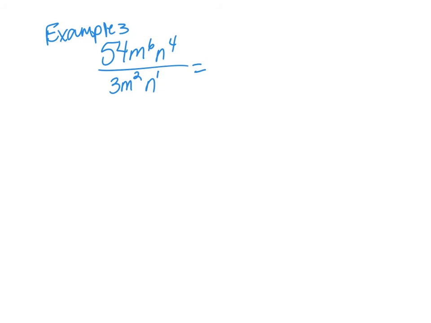Okay, so the first thing you're going to do is simplify the coefficients. 54 divided by 3 is 18. So if you have numbers like 54 over 3, you just type it in the calculator and get your simplified answer. Then for your exponents, you're going to subtract. So for the m's, you have 6 minus 2, which is m to the 4th. For the n's, you have n to the 4 minus 1, which is n to the 3rd. I have no negative exponents. Nothing else can combine, so I know I'm finished.